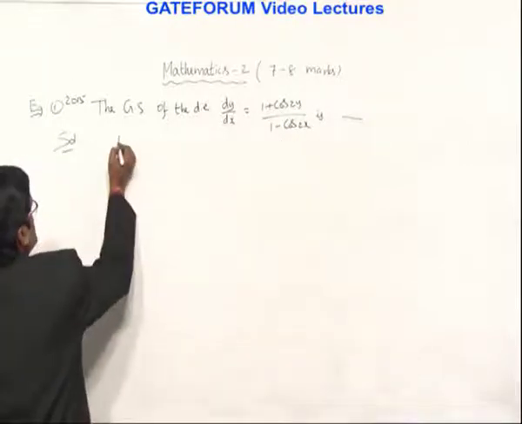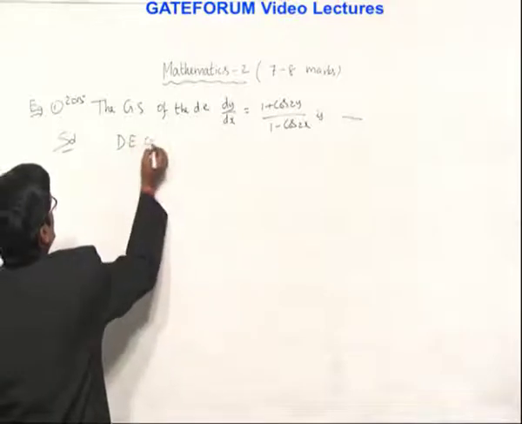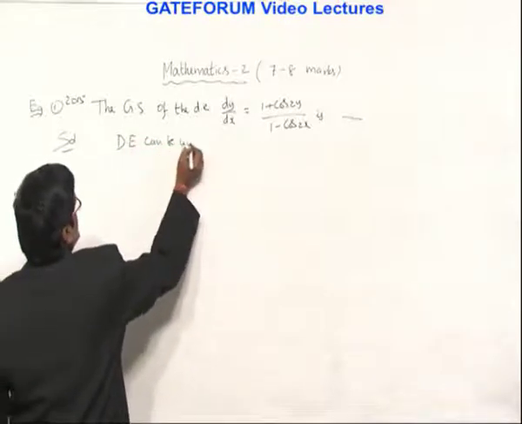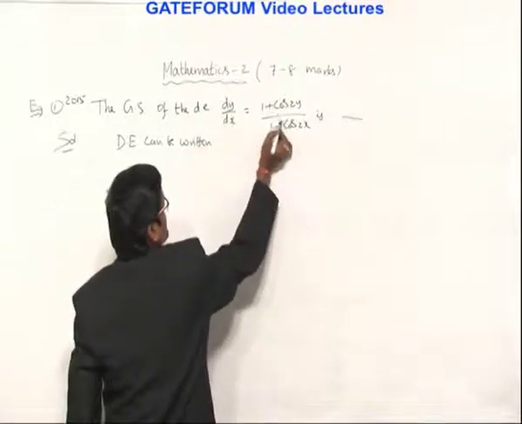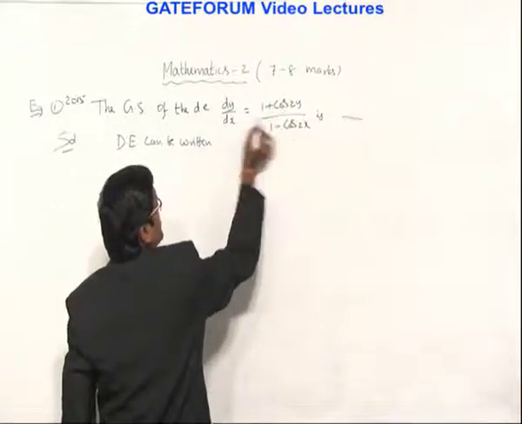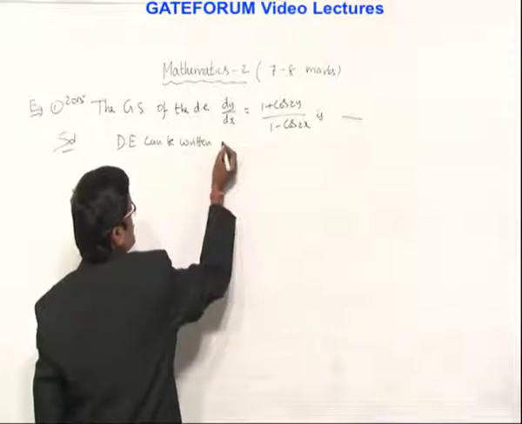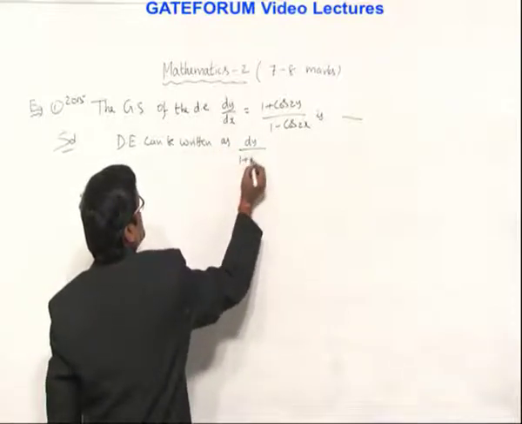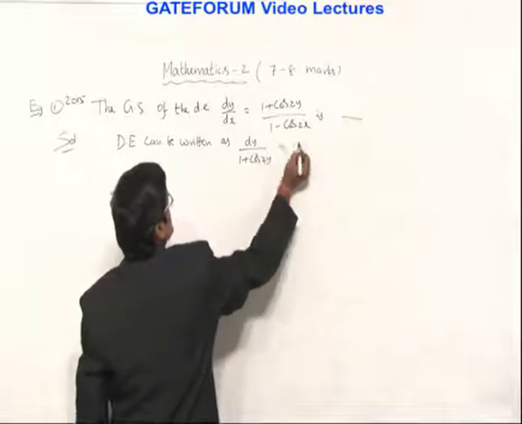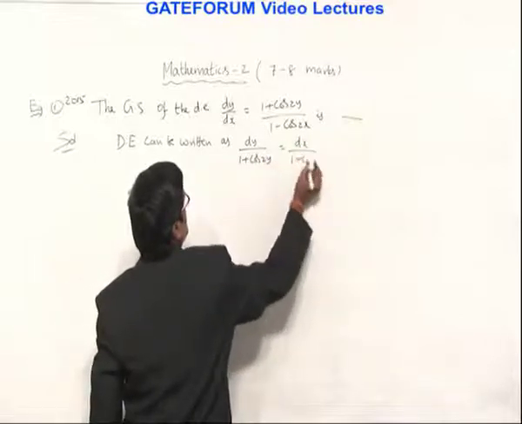So the differential equation can be written by shifting this dx to the right side and bringing the right side numerator y terms to the left side. You will get variable separable form: dy by 1 plus cos 2y is equal to dx by 1 minus cos 2x.